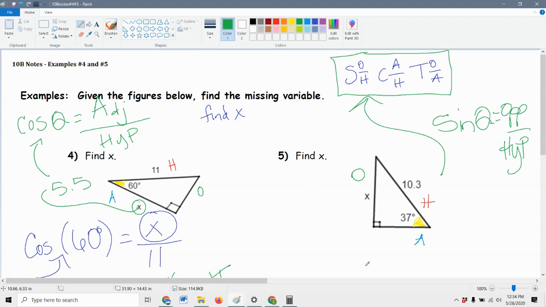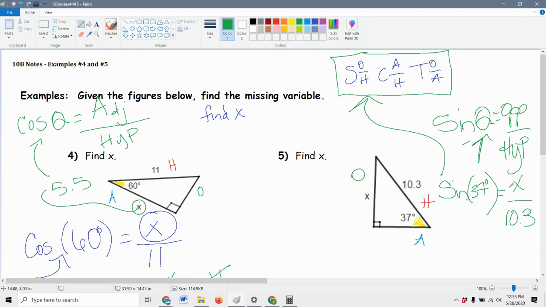And now what we'll do is take the information from this triangle and plug it into that trig identity. So we'll use sine, but now we're going to use 37 degrees. We can plug that into this variable here. The opposite side has a length of x, and the hypotenuse has a value of 10.3.